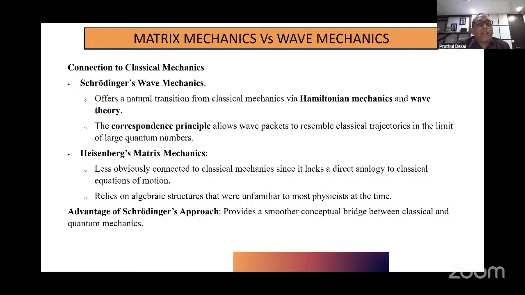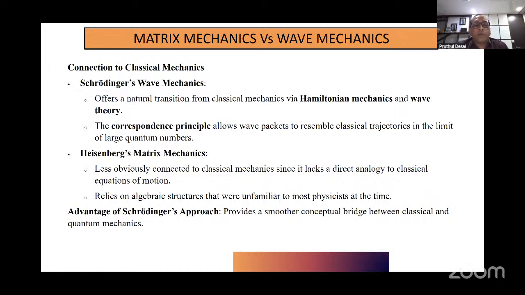And we find that, in case of Schrodinger's mechanics, it has a connection to classical mechanics, in the sense that from classical mechanics, we can make a natural transition through to quantum mechanics via Hamiltonian mechanics and wave theory. The correspondence principle allows wave packets to resemble classical trajectories in the limit of large quantum numbers. So in the limit, we find that these wave packets seem to follow the trajectories just like classical particles.